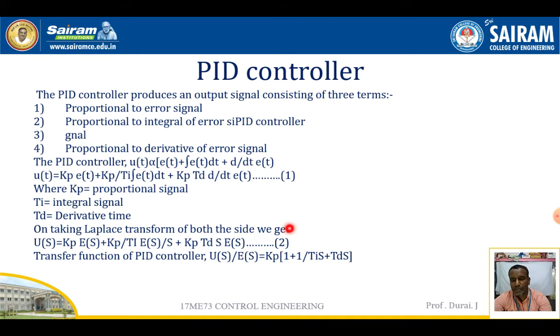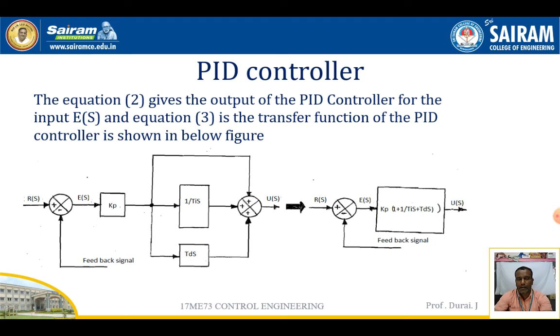On taking the Laplace transform of equation 1, it becomes U(s) is equal to Kp into E(s) plus Kp by Ti s into E(s) plus Kp into Td s E(s). Now with the help of this equation you can find the transfer function. Transfer function is output by input, so U(s) by E(s) is equal to Kp into (1 plus 1 by Ti s plus Td s). This is the transfer function of the PID controller.